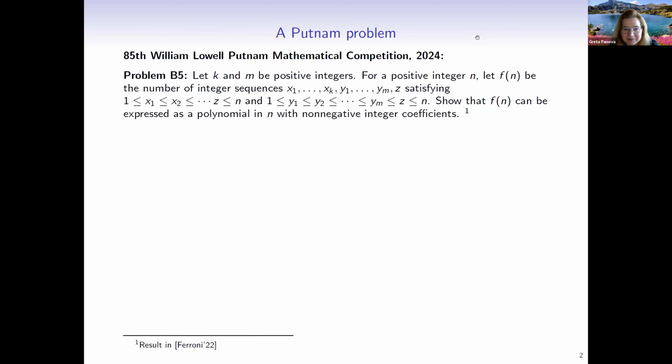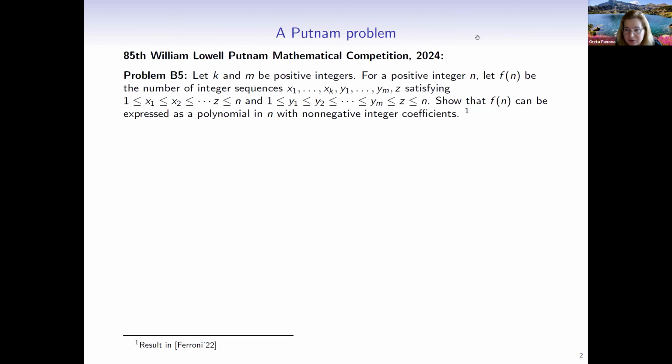Suppose you have two positive integers k and m, and we are going to count the number of sequences of integers that are weakly increasing, x1 up to xk and y1 up to ym, and a number z, satisfying that the x's are bounded by z, which is less than or equal to n, and the y's are bounded by z, which is less than or equal to n. The question was to show that f of n can be expressed as a polynomial in n with non-negative integer coefficients.